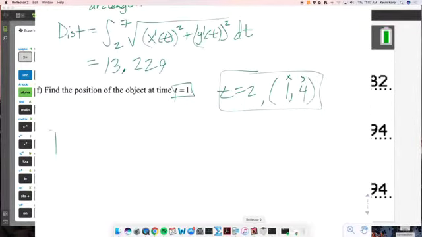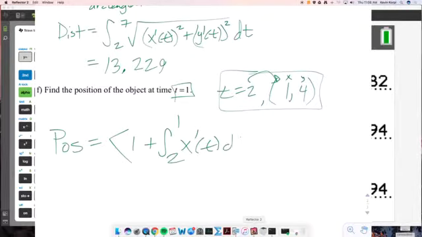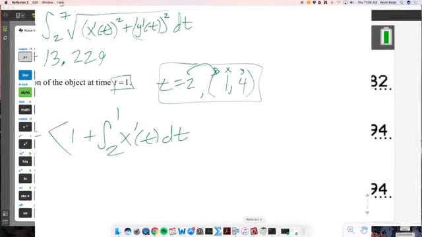Thank you, guys. So now the position is going to equal the starting position. Now remember, it doesn't really matter what the starting position is. It doesn't have to correspond to 0. It's just whatever you're given. We have information at 2, so the starting x value is 1, plus the integral from where we were, which was 2, to where we're trying to get, 1, of x prime. So we are integrating backwards here, aren't we? Which is fine. It's kind of like we're detectives going back in time.